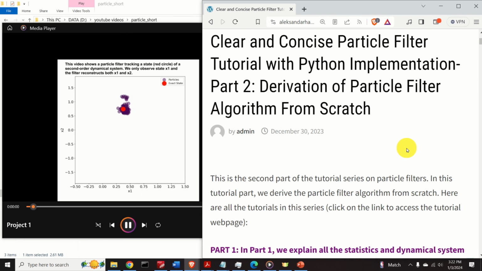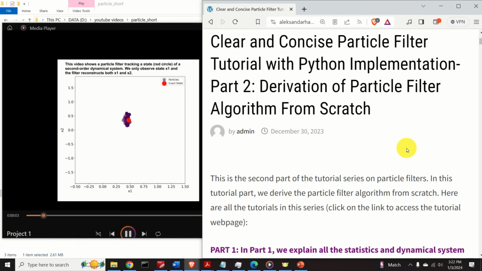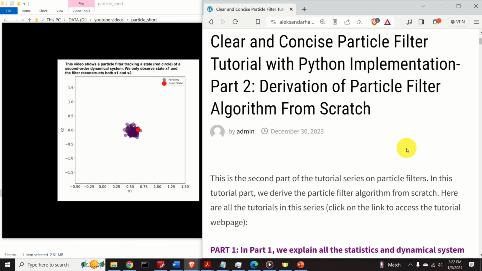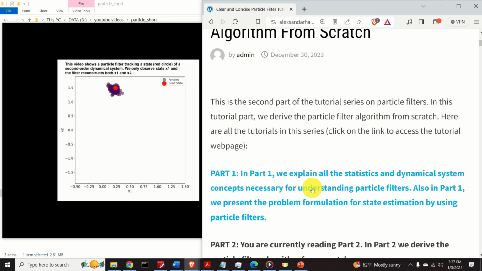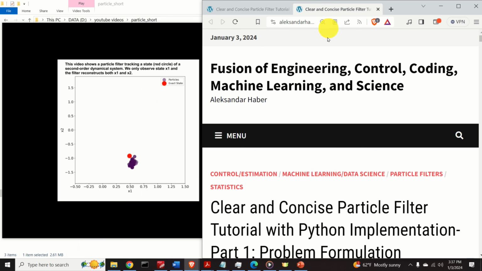This is the second part of the tutorial series on particle filters. In this tutorial part, we derive the particle filter algorithm from scratch. The second tutorial part that you're currently watching is a direct sequel of the first tutorial part. In the first tutorial part, whose link will be provided in the description below this video tutorial, we defined the particle filter estimation problem and we explained important statistics and dynamical systems theory concepts that you need to know in order to understand particle filters.